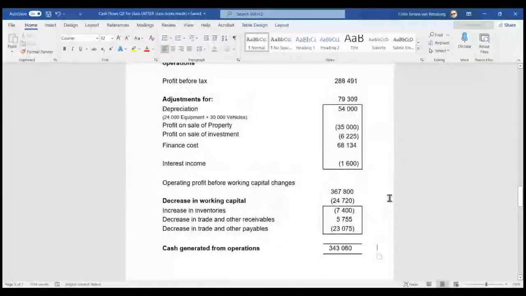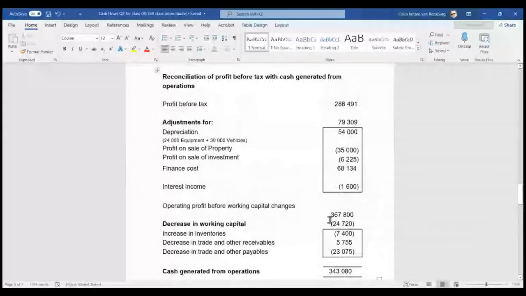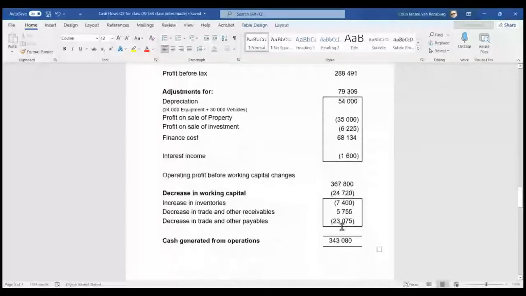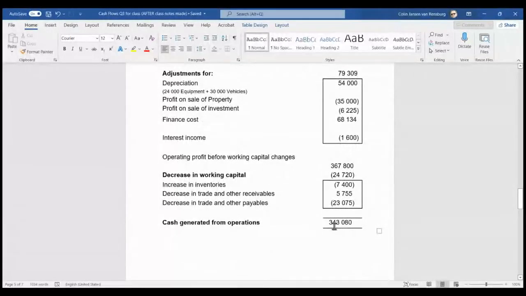So we take our subtotal there, 367,800 minus the 24,720. And that I think we've already checked. Maybe you can just double check. That should give us 343,080. I think we have actually checked that. Yeah, we did check that a little bit earlier. Okay, so we are done with the notes. So now we can start with our main body of this statement.